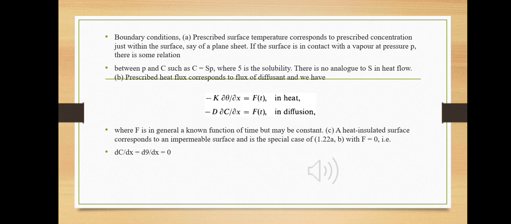The second one is prescribed heat flux, which corresponds to flux of diffusant, and we have minus k ∂T/∂x equals f(t) in heat, and minus D ∂C/∂x equals f(t) in diffusion, where f is a general function of time, which may be constant. A heat insulated surface corresponds to an impermeable surface and is a special case of f equals 0, that is ∂C/∂x equals ∂θ/∂x equals 0.